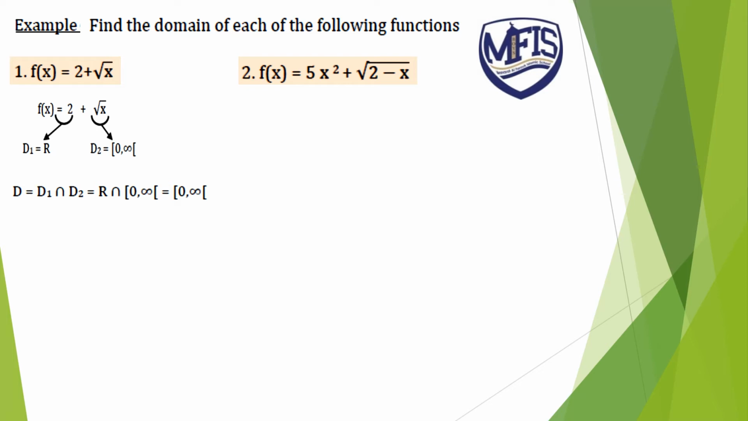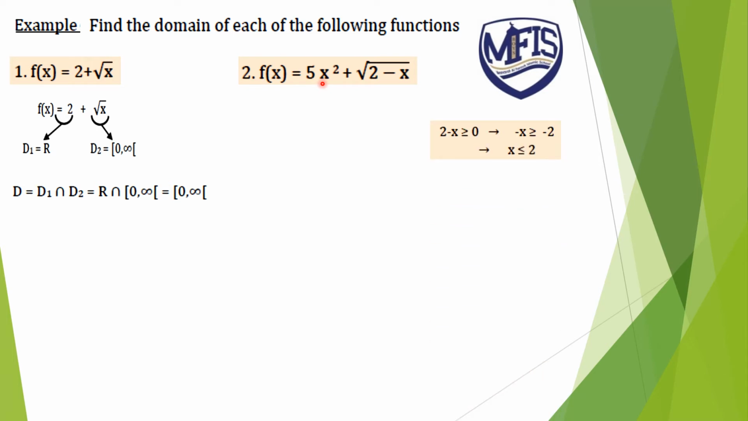Number 2: f of x equals 5x power 2 plus root 2 minus x. Here we have two functions added to each other: 5x power 2 and root 2 minus x. We get the domain of each one. 5x power 2 is a polynomial function, so the domain of it is R.